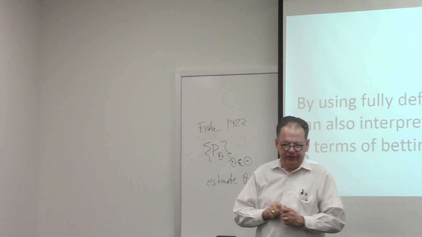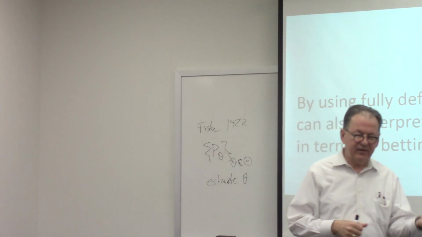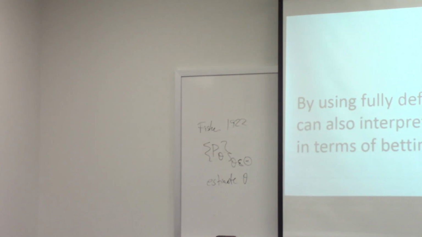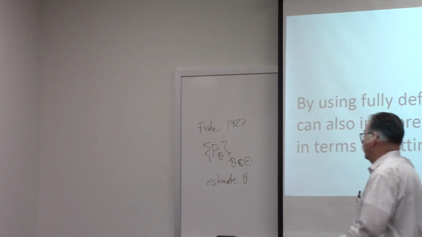And Fisher did not like the idea of doing so. The Bayesian knows how to estimate theta, but he has to have prior probabilities for theta. Fisher wanted to estimate theta with a maximum likelihood estimate and talk about procedures for estimating theta.